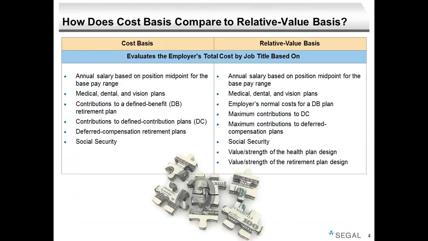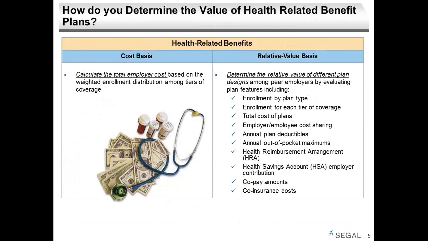In summary, this slide takes a look at the components on the left side of the cost basis, what's taken into consideration, and on the right side arises the items that are considered for relative value. And most of them, again, are the same or similar, with the exception that on the relative value basis, we're looking at differences in plan design. And we are going to, from here, get a little bit more deeply into the methodological differences that are used in each of these approaches.